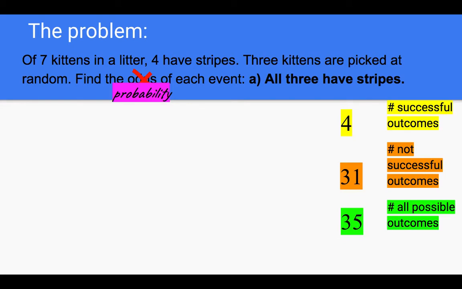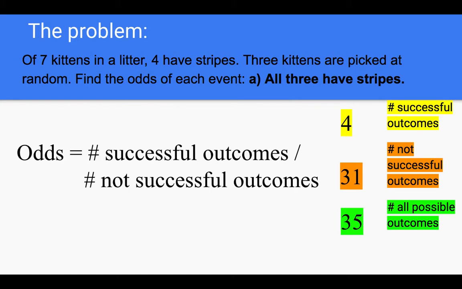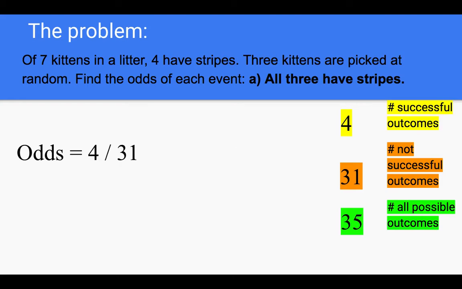I'm going to leave these numbers here. And now let's go back to the original problem and find the odds. Remember that the odds are the number of successful outcomes measured against the number of not successful outcomes. So this is going to be simply 4 over 31. We usually say that the odds are 4 to 31.